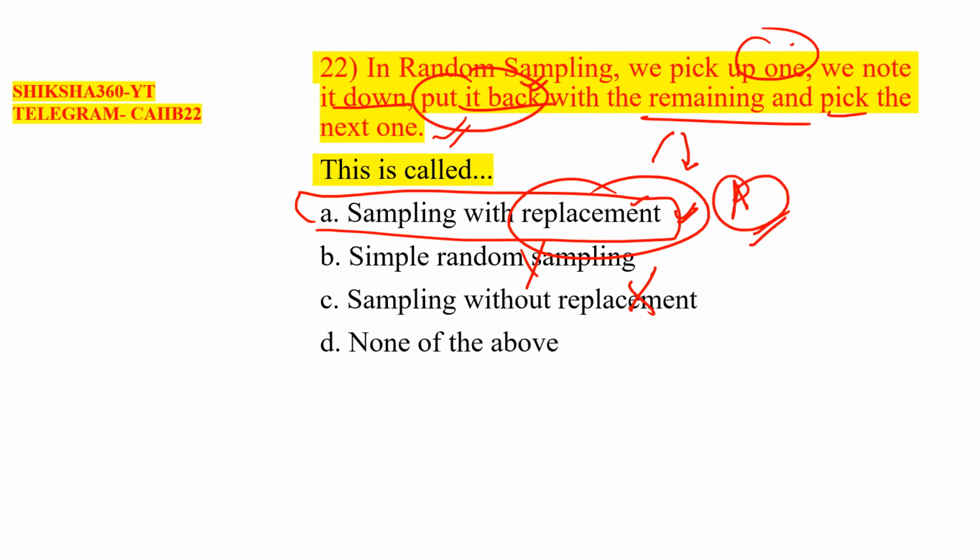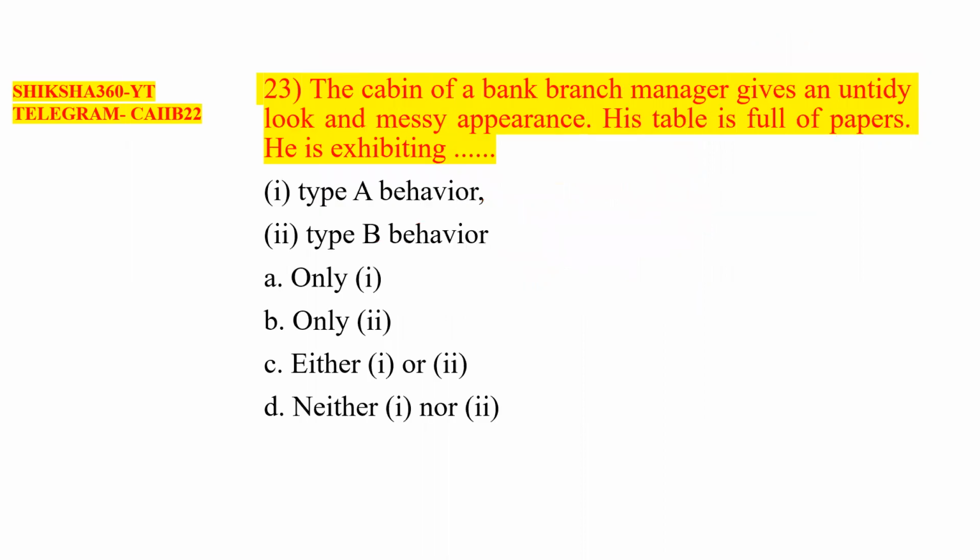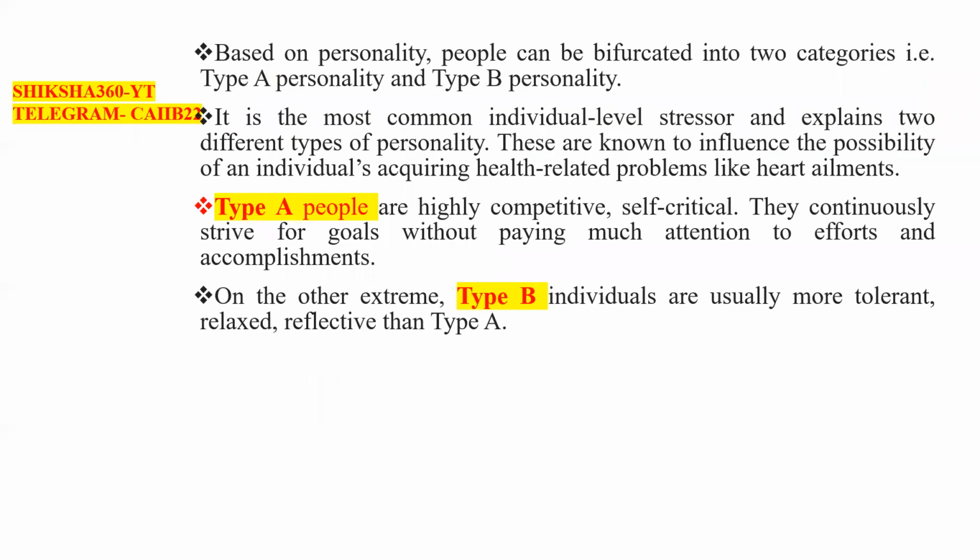Now move to the last question of today's session. The cabin of a bank branch manager gives an untidy look and a messy appearance. His table is full of papers. So he is exhibiting type A behavior or type B behavior? Let's discuss what type A and type B are.